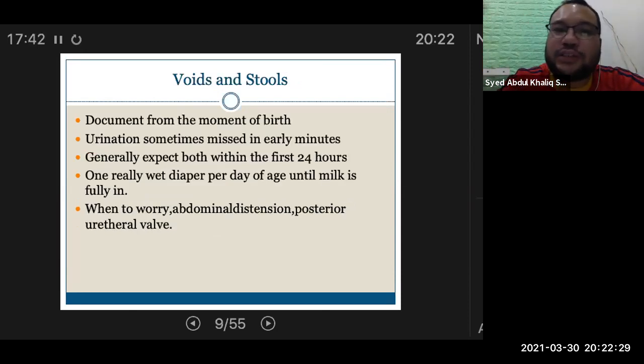So voids, urination, and meconium, we need to document from birth if the baby has passed meconium in utero, during resuscitation, or after resuscitation. Sometimes we do miss urination because at the time the baby is full with fluids, amniotic fluids, and so on. But we do need to document. We expect meconium and urination should be present within the first 24 hours. If it's not, then something is probably wrong. Probably the baby is dehydrated and so on.